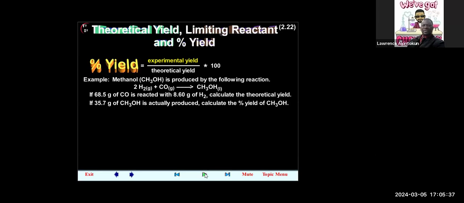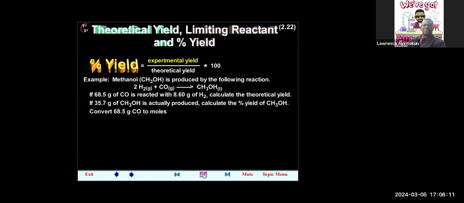All right, this is the question we're going to walk through. We are given the balanced equation. We're given the amount of CO, the amount of H2, and we are also given the actual yield of methanol. So we're going to calculate the theoretical yield before we can go on to use the formula for percent yield, since we already know the actual yield, which is 35.7 grams.